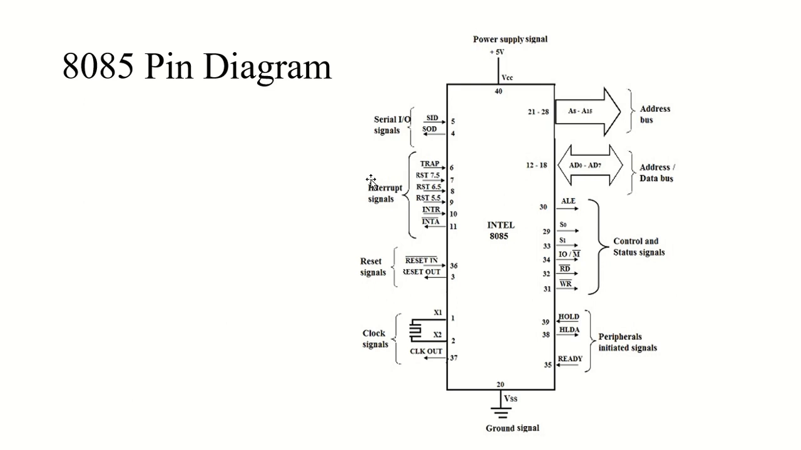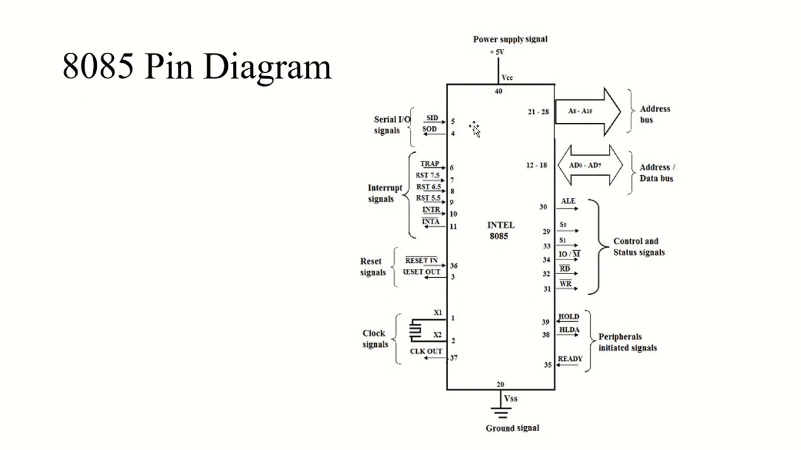It starts from X1 and X2, which are pin numbers 1 and 2. As you can see, we have mentioned the pin numbers as well. X1 and X2 are the clock signals, or you can also say input clock signals. Then comes the reset signals, then the serial input output ports. Just see the numbers over here. We have reset out at 3, then serial output 4, serial input 5. Then we have the interrupts at 6 to 11.